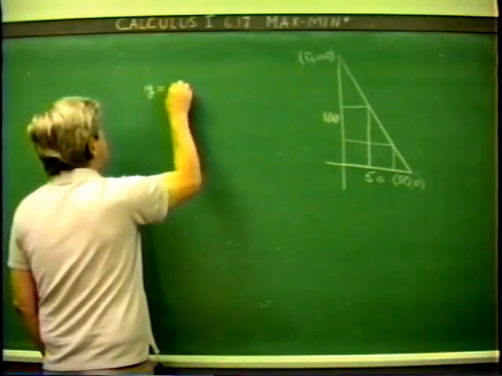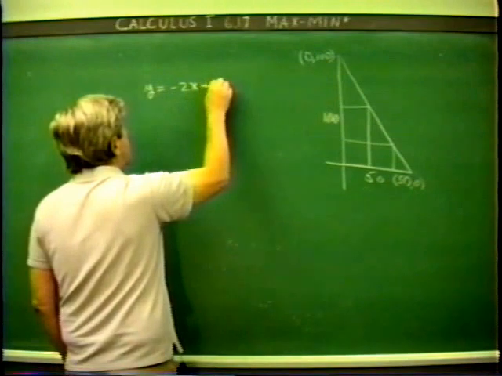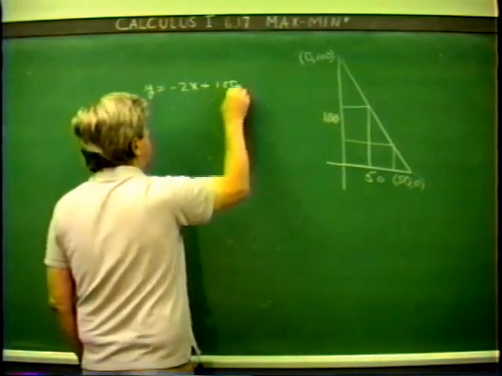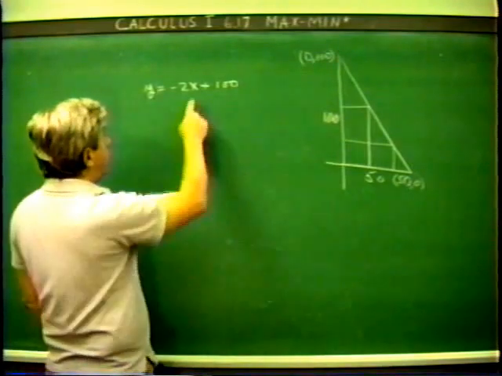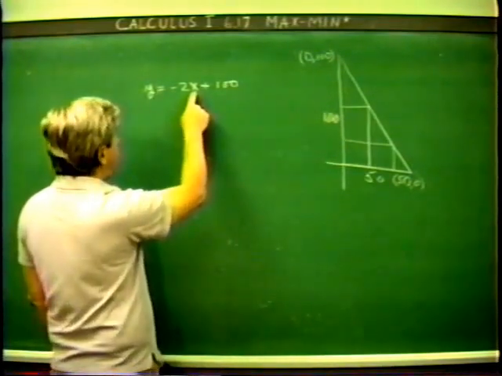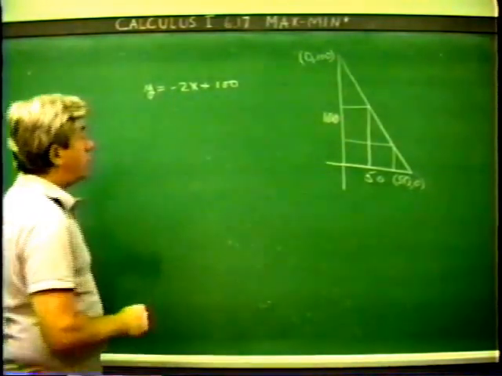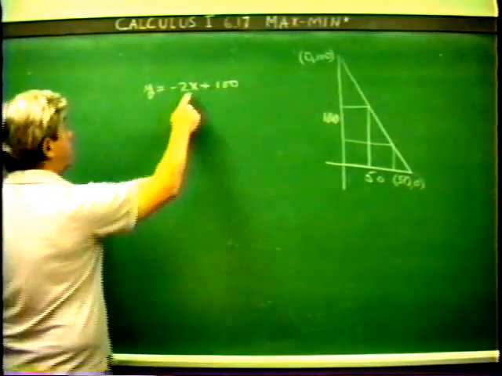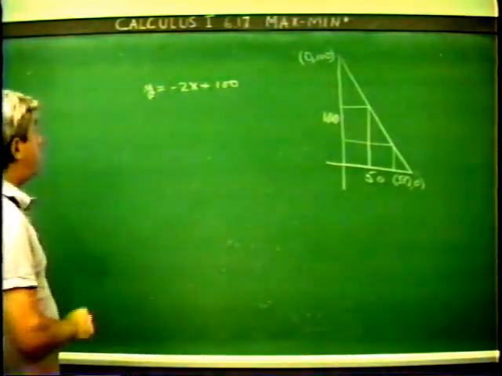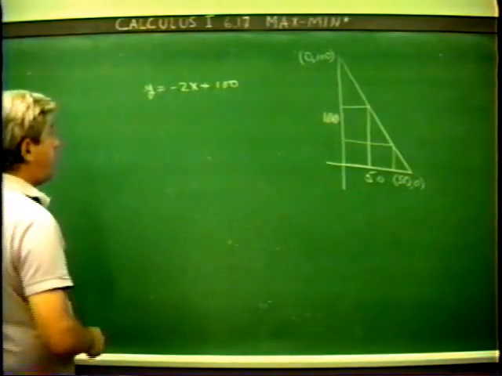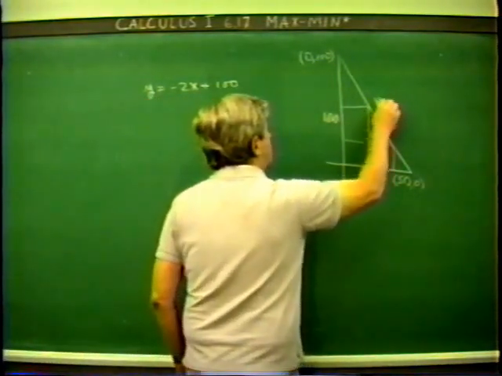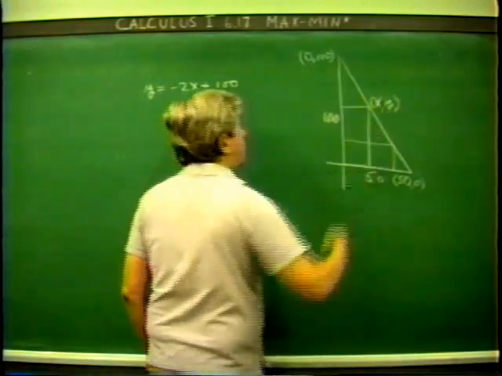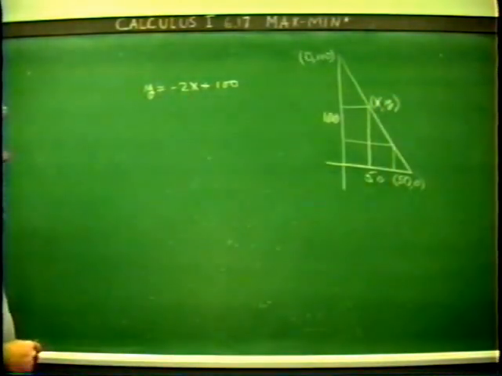All right? And so we get, I'm using the slope-intercept form here, I suppose. Y is equal to minus 2x plus 100. So that when x is 0, y is 100. Let's just check here. When y is 0, x is 50. Or when x is 50, y is 0. Okay, so this is the equation of the line.